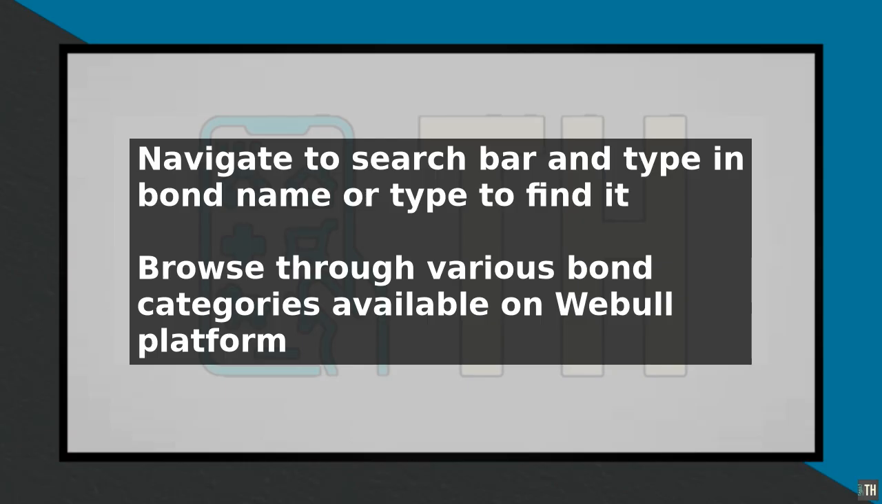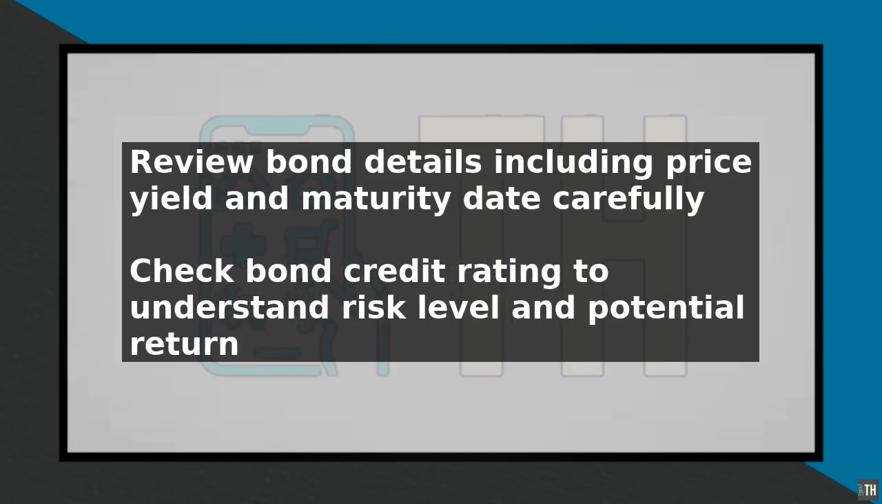To purchase a bond, click on the Buy button and enter the amount you want to invest. You can choose to buy a specific dollar amount of the bond or a specific number of bonds. Webull will then prompt you to confirm your order, so make sure to review the details carefully before submitting it.